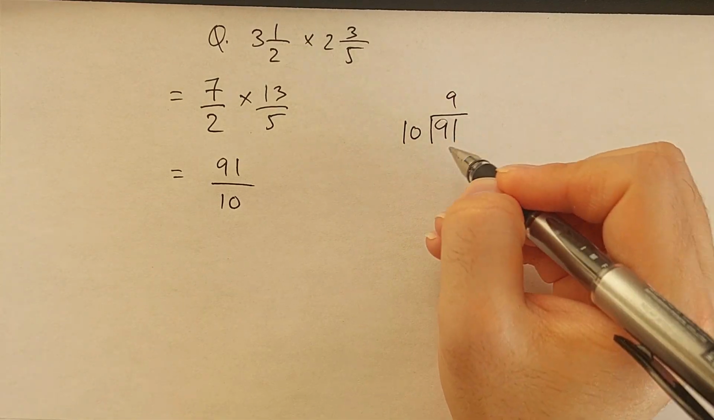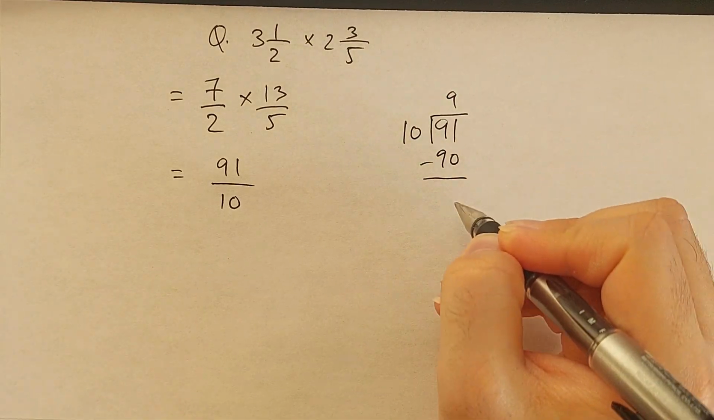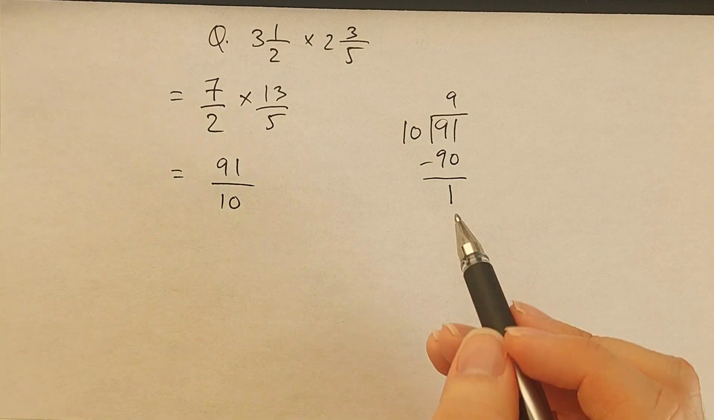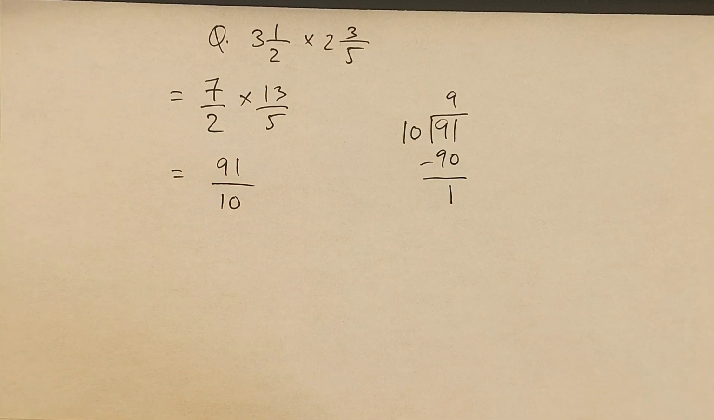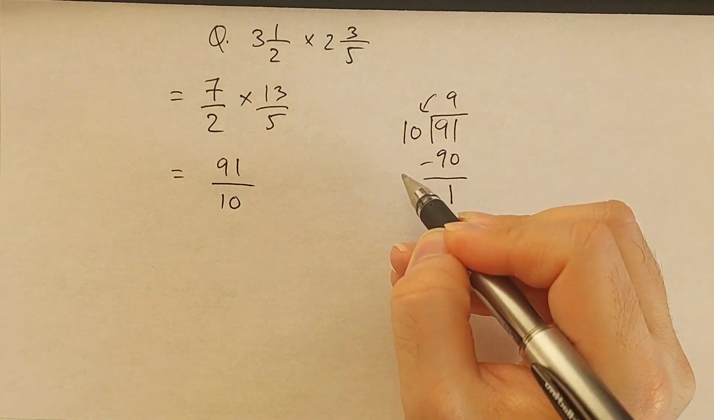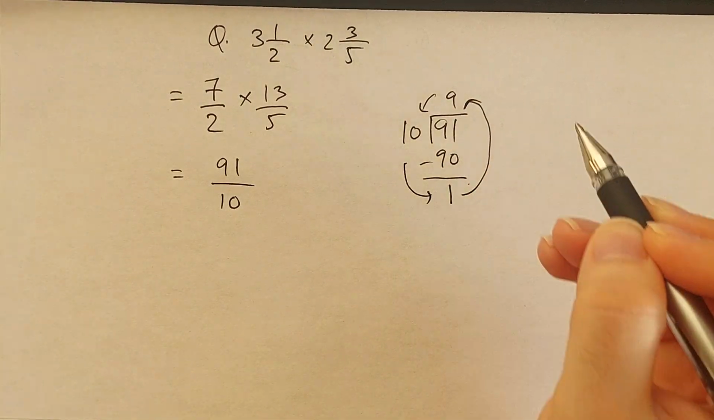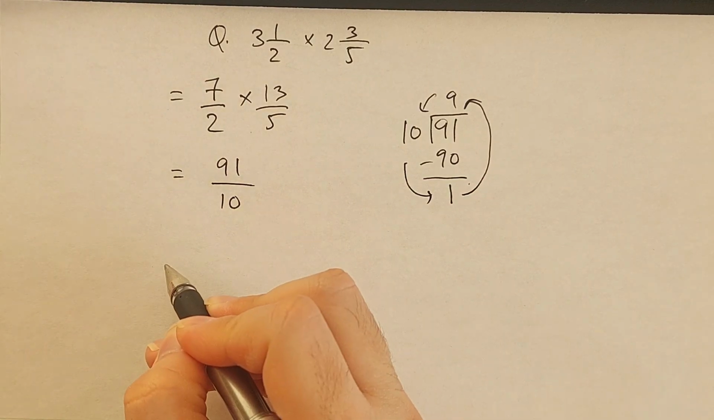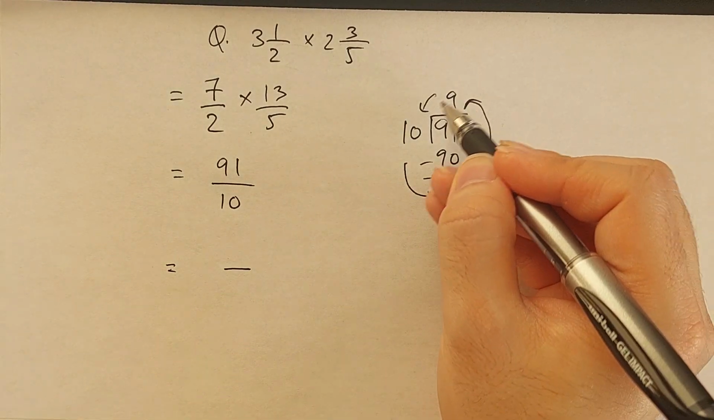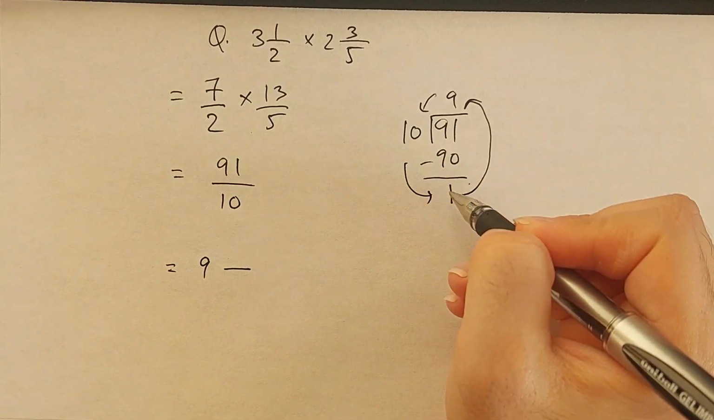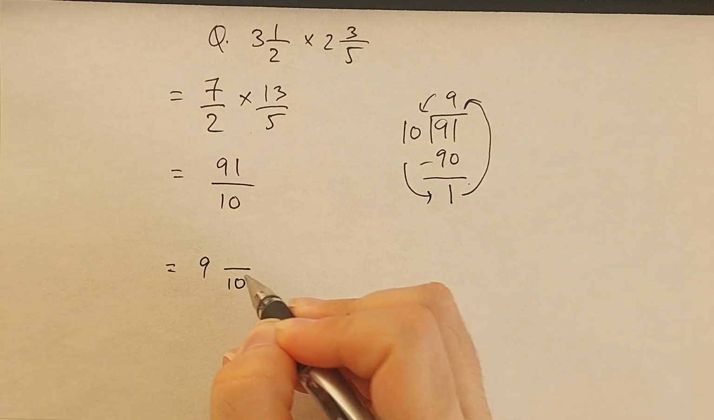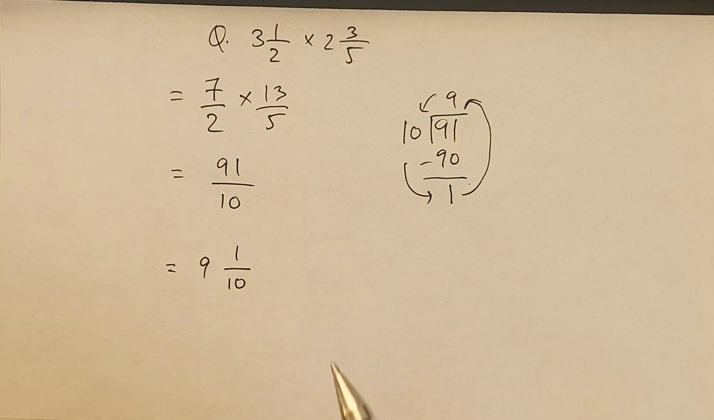10 times 9 is 90. And the remainder is 1. Since 1 is now less than 10, we cannot go any further. We have to now convert this. So we draw a line. 9 goes to the left, 10 moves to the bottom, and 1 moves to the top. So this is our answer, 9 1/10.